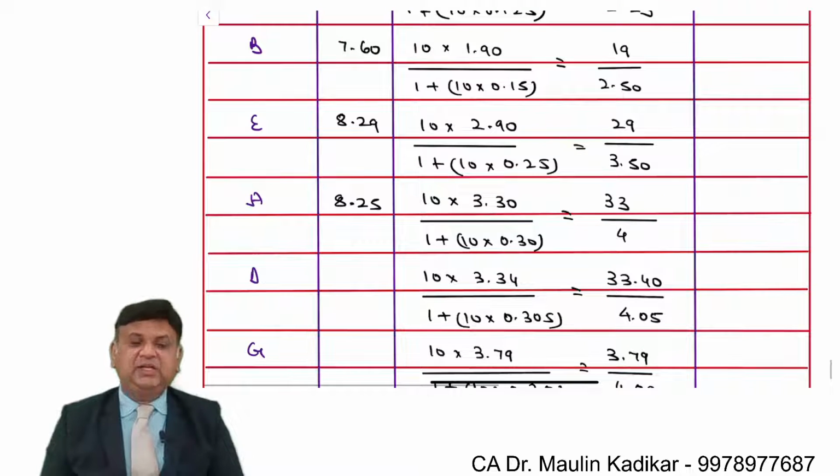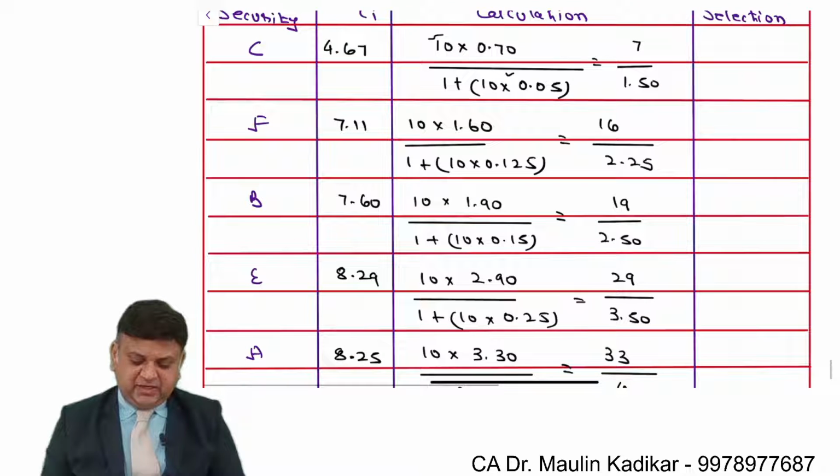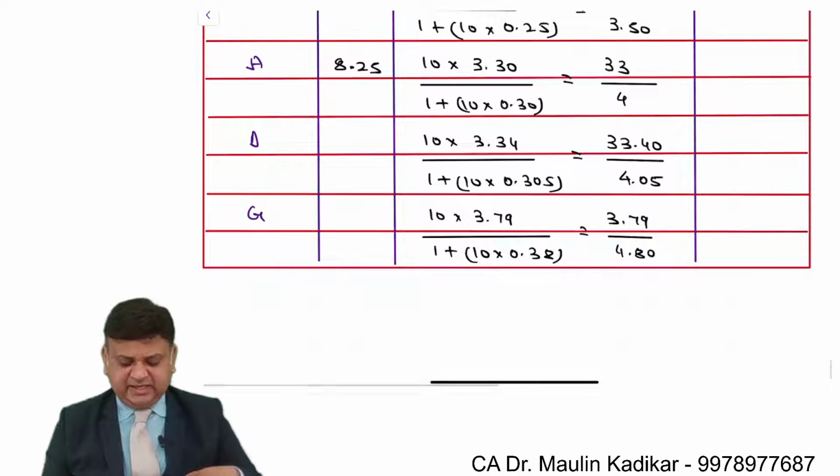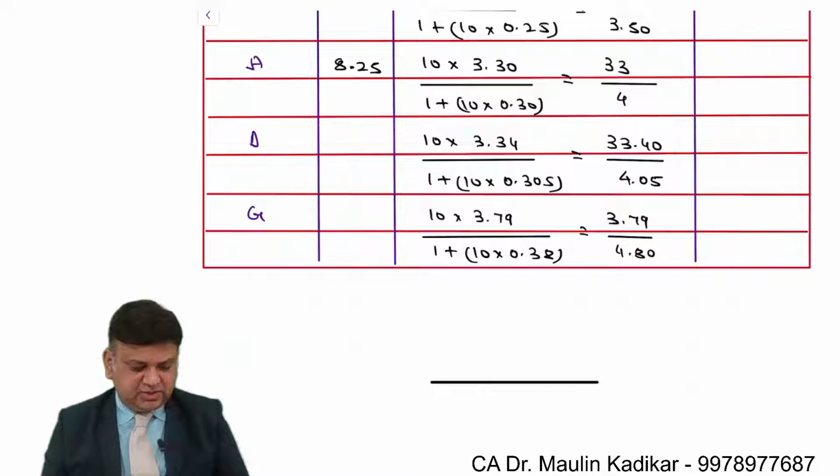Now friends, basically there is no need to make the calculation of answer further. Why? Because the value of the CI is now falling down. But yet we'll complete the entire answer. It is 33.4 divided by 4.05. So it is 8.2469.